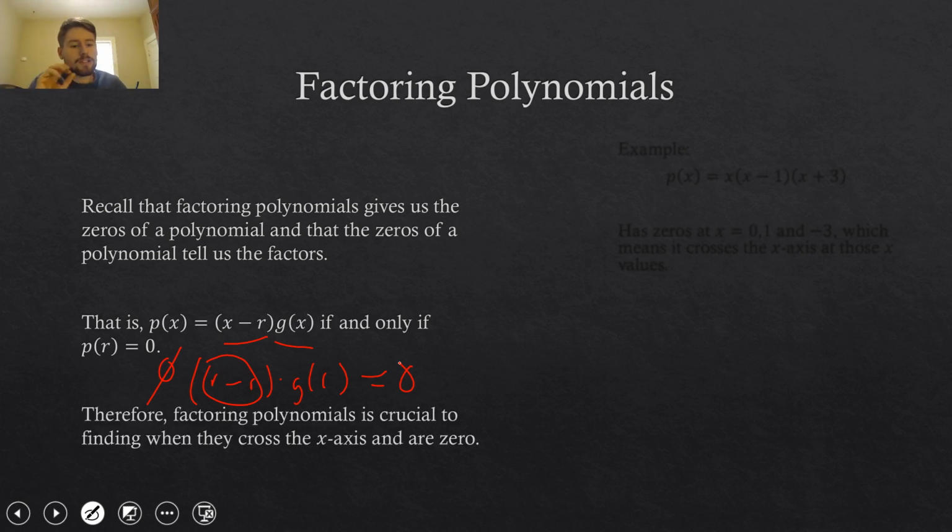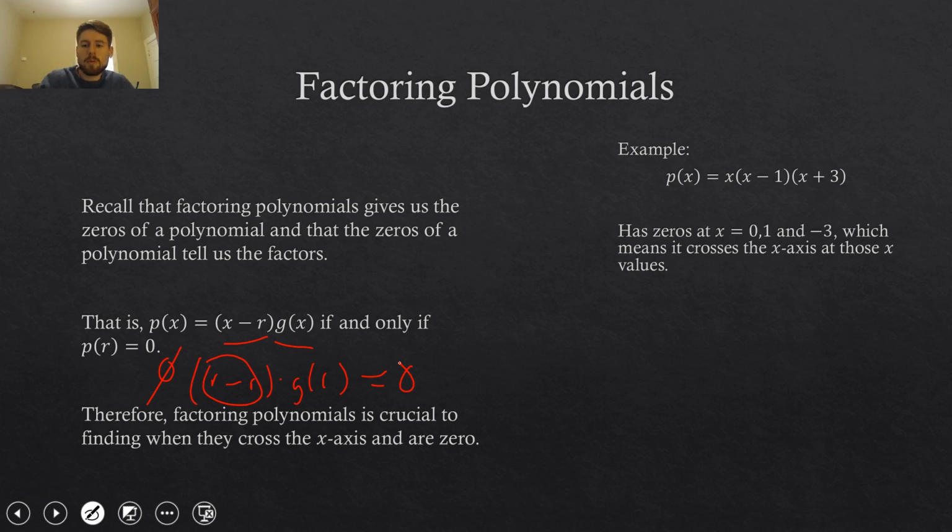So factoring polynomials is crucial to finding where they cross the x-axis and are equal to 0. And we'll find that factoring polynomials or determining when they're equal to 0 is a powerful technique for solving lots of things, okay? So oftentimes you'll try to figure out when two equations are equal to each other. Well, it makes the most sense to write it as a polynomial, set it equal to 0, and factor it and solve. So, for example, this polynomial x times x minus 1 times x plus 3 has 3 zeros, one at 0, one at 1, and another at negative 3. So that means it crosses the x-axis 3 times.